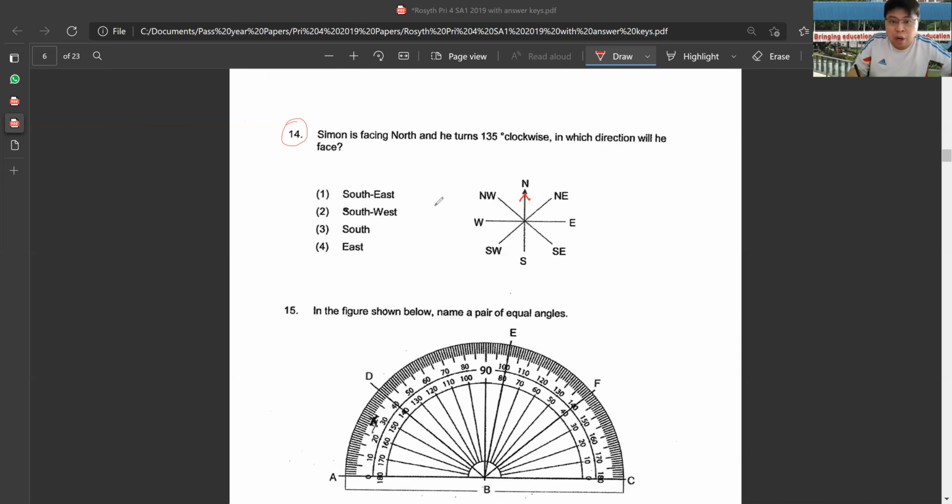Then 135 clockwise. So from here, you count each one is how many? Each one is 45. Am I right? Yes. So 45, 90, 135. 135 will stop here, right? Yes. So which direction will he face? Southeast. Do you understand why? Yes. Okay, let's move on. That's southeast.